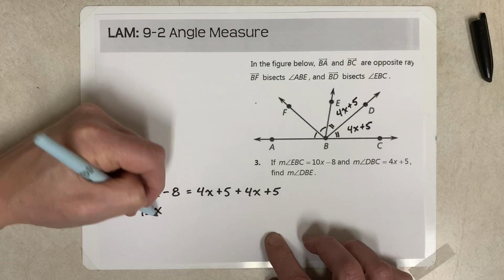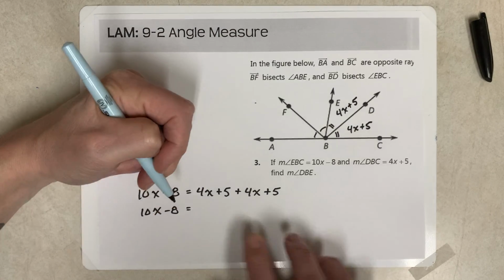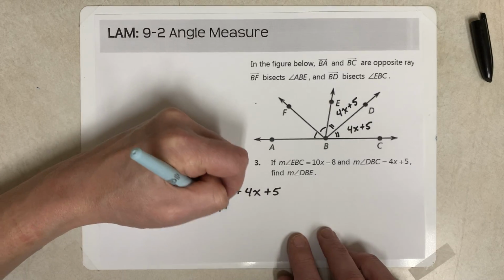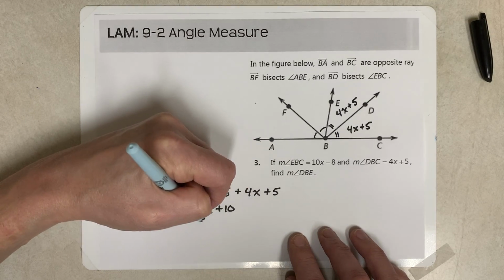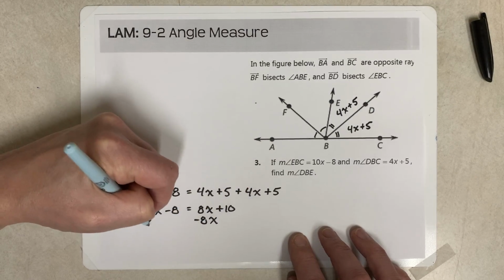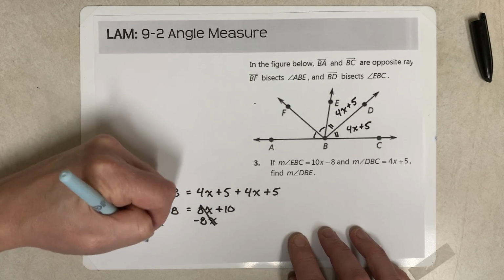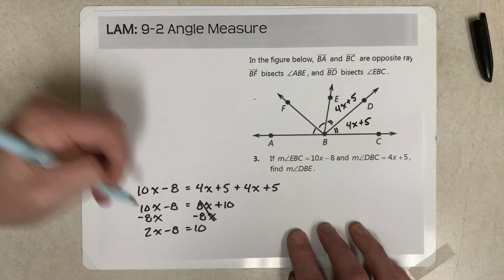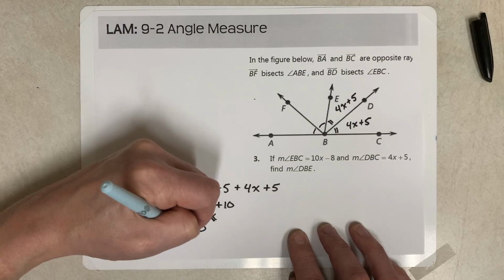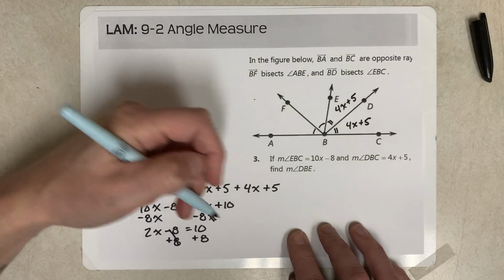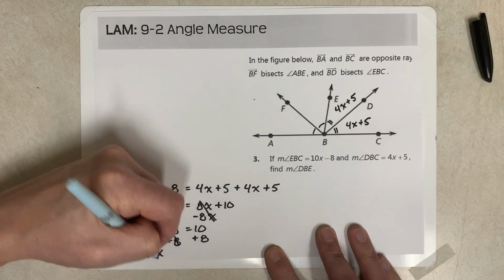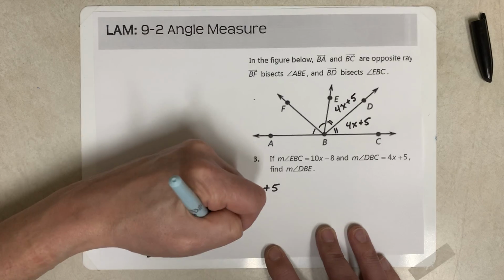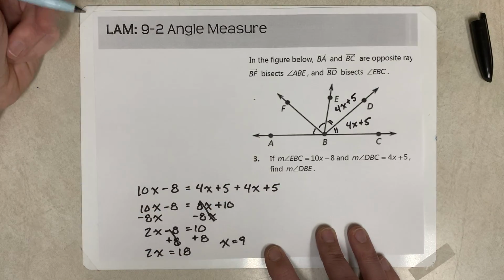So we have 10x minus 8 equals 8x plus 10. I'm going to subtract 8x on both sides. 2x minus 8 is equal to 10. Add 8 to both sides. And now we have 2x is equal to 18. And if I divide by 2 on both sides, I'm going to get x is equal to 9.